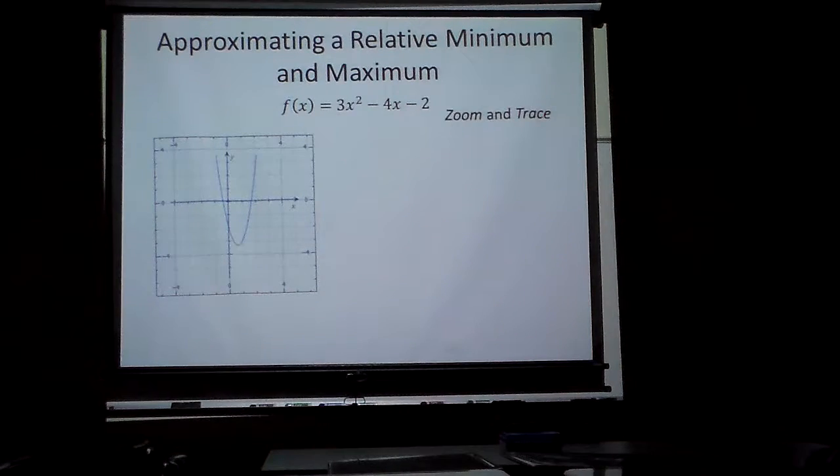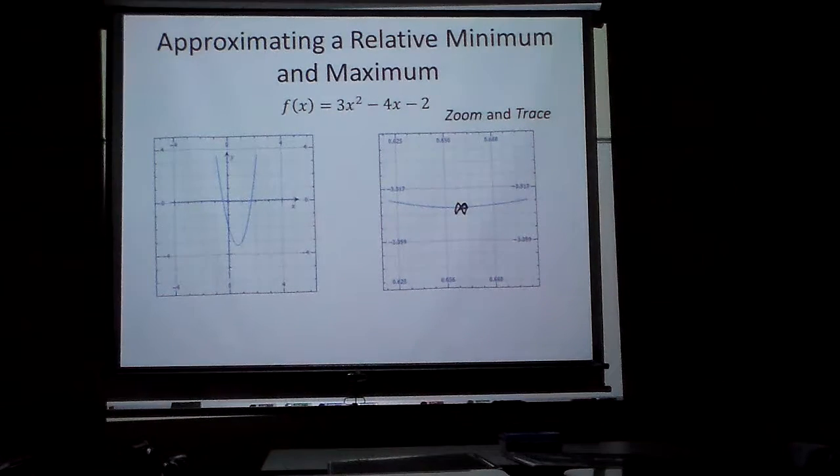So let's look at the next one right here. We're going to go to our calculator and type it in and do a zoom and trace feature. So first thing you need to do is go to your calculator, plug this in your y equals button, 3x squared minus 4x minus 2. Now this is the same graph with the window made a little bit smaller so you can see a little bit more about where this is at.